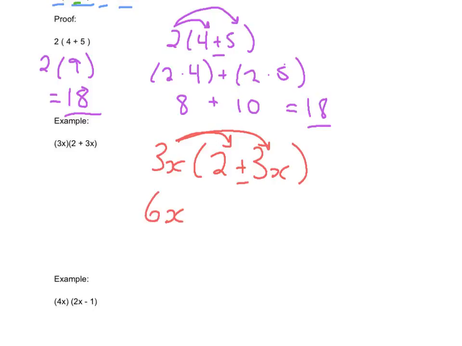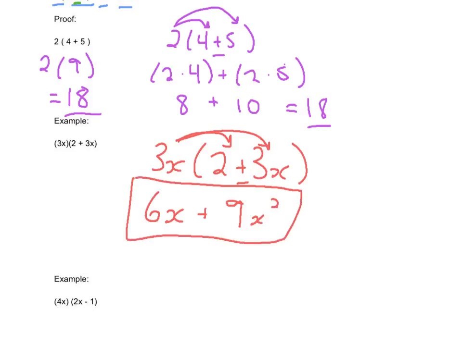We look here at that sign, it's a plus. And then we're going to multiply the 3x times 3x. So again, multiply the coefficients first. 3 times 3 is 9. x times x is x squared. Your answer is going to be 6x plus 9x squared.